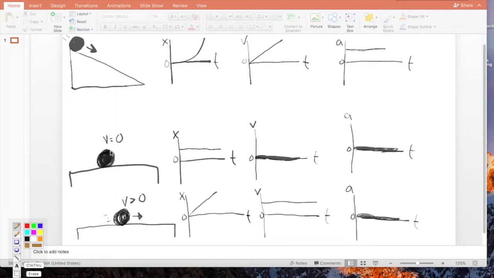This is a ball that's just sitting on a table. The velocity is zero. It's not moving to the left or the right, it's just sitting still. So its position is not moving at all. It has no displacement as time goes on. The x value does not change. It is staying at that position. Because it's not changing position, the velocity is zero. Because the velocity is not changing, the acceleration is zero as well.